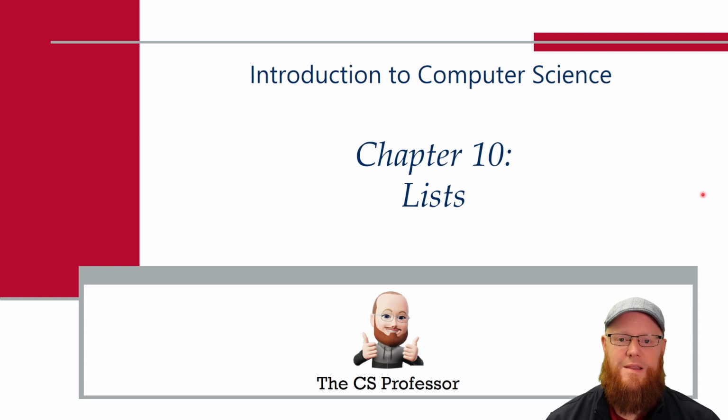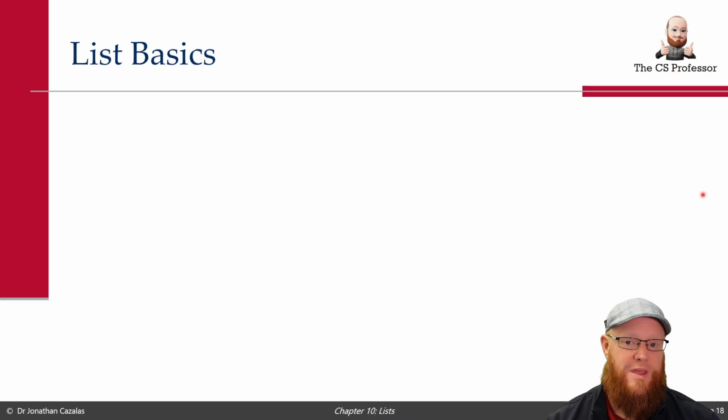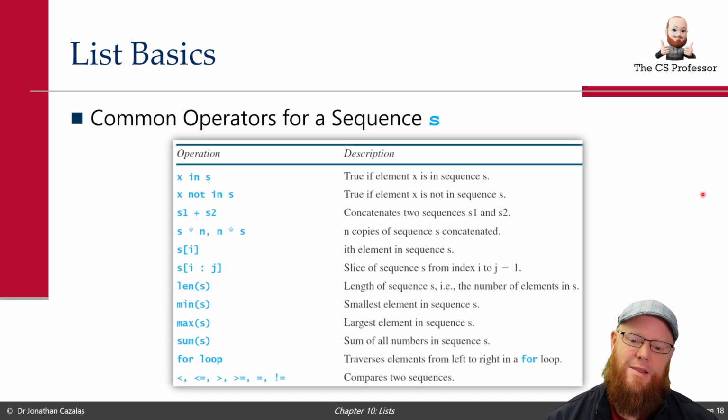All right, Chapter 10 lists, we are back at it. I'm going to start with a very quick review of where we ended last time. Here were some common operators for a list, for a sequence. We could check if a value was in a list or not in a list.